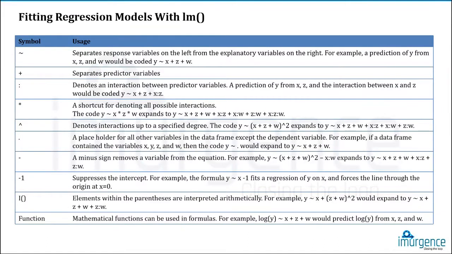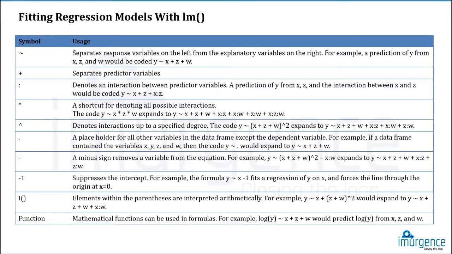Now in your regression model, you will typically use some symbols. The tilde is the sign which separates your x's from your y. The left hand side of the tilde is your y, and anything which stands on the right hand side of the tilde is the x. If you just use the tilde and a dot, it means take all other variables except the variable on the left hand side of the tilde.